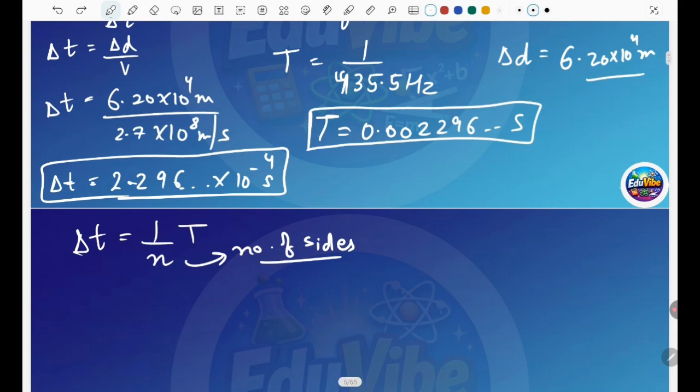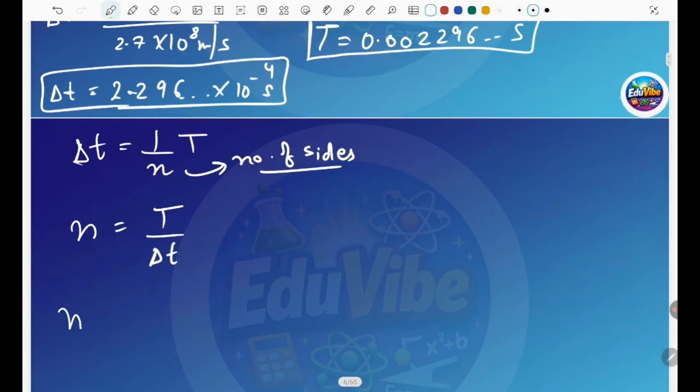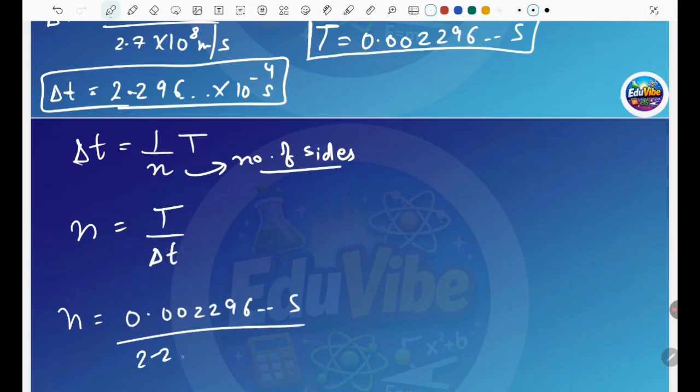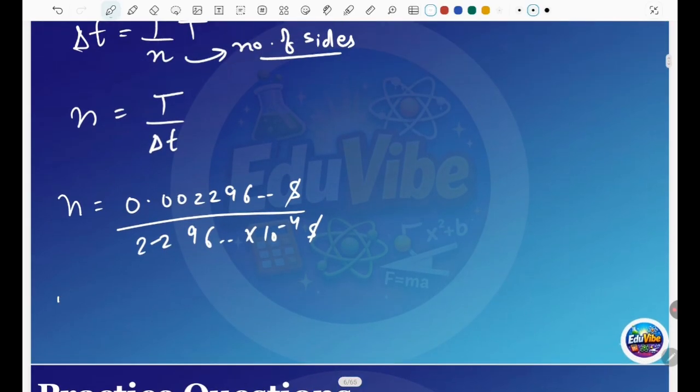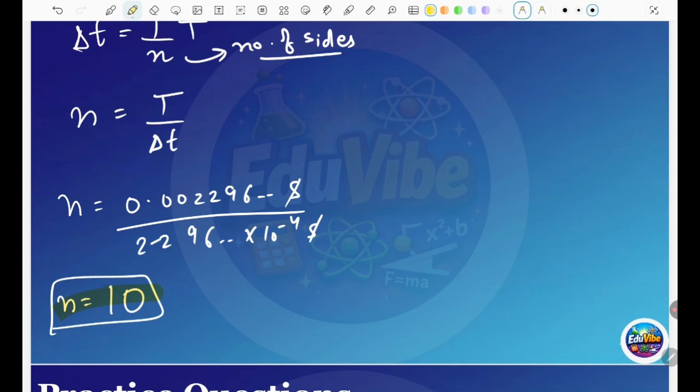So we have to find the n. n can be like this: n goes over there, and you will get about T upon delta t. So delta t is 0.0002296 seconds, which is 2.296 × 10^-4 seconds. The seconds cancel out, and you can solve this to get n approximately equal to 10. So the number of sides is 10.